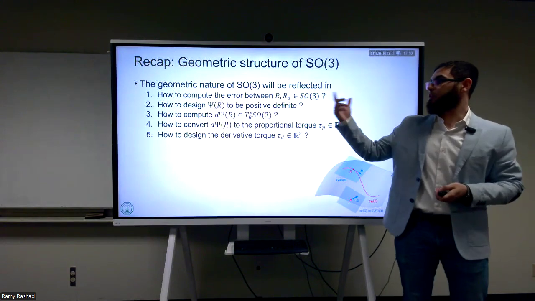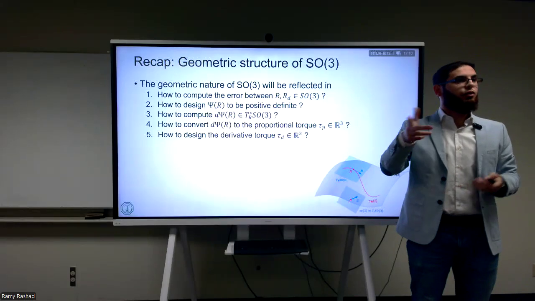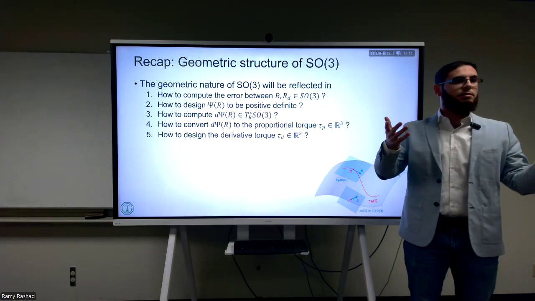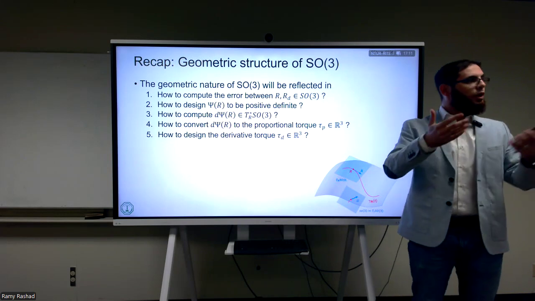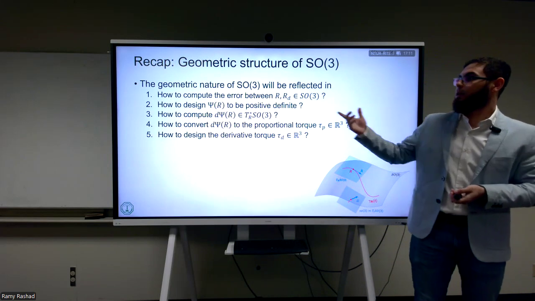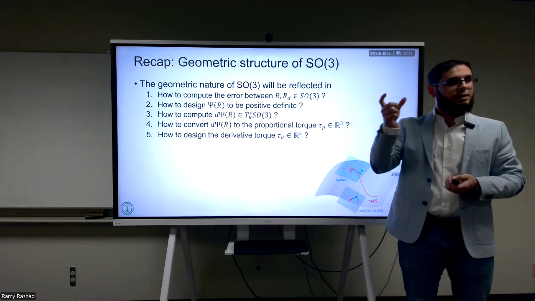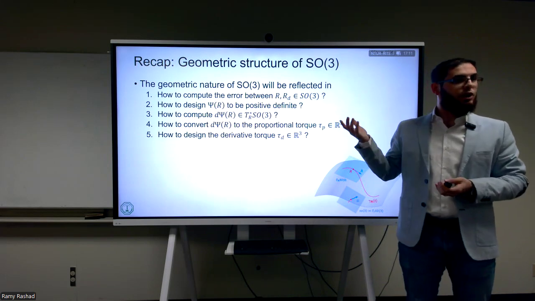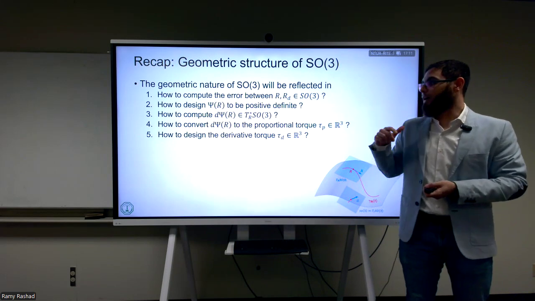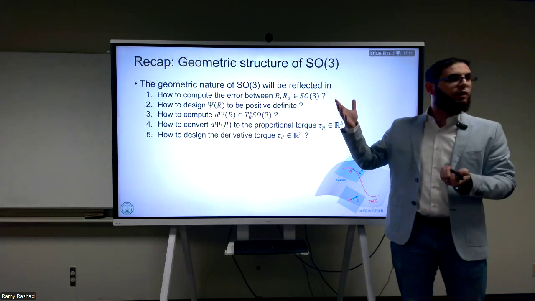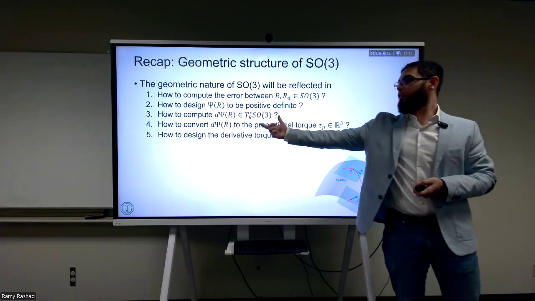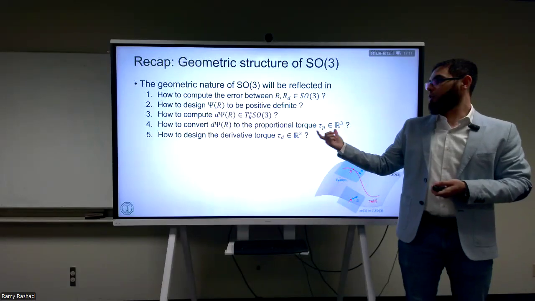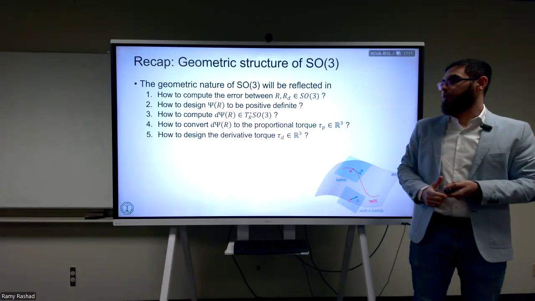The first one is, how can we design the error function between our desired orientation and the actual one that we have, that we estimate from using some Kalman filter or state estimation algorithm, or we measure directly with some motion capture system? How can we design this potential function to be positive definite? How can we compute the gradient or the differential of it, so the covector that is equivalent to the gradient of this function? And then how can we convert this gradient or differential to a torque in the end? This will be the proportional part, and then how can we design the derivative part?